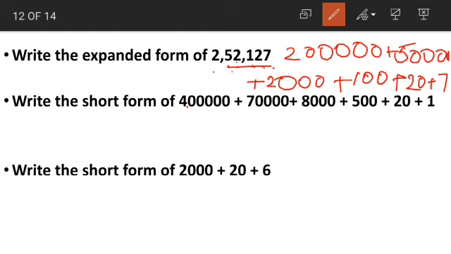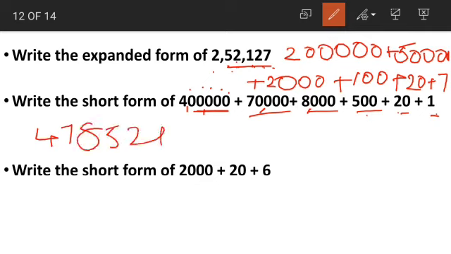Okay, children? Now write the short form of 4 lakhs plus 70,000 plus 8,000 plus 500 plus 20 plus 1. Again, how many zeros are there after 4? 1, 2, 3, 4, 5. So, how many numbers should be there after 4? 5. There are 5 numbers here, right? So, there is no number missing. There is no need to put any zeros in between the place values. We can simply write the face values of all the digits together: 4, 7, 8, 5, 2, 1.